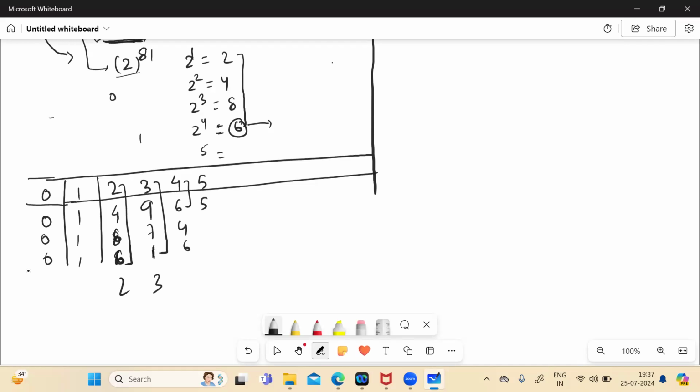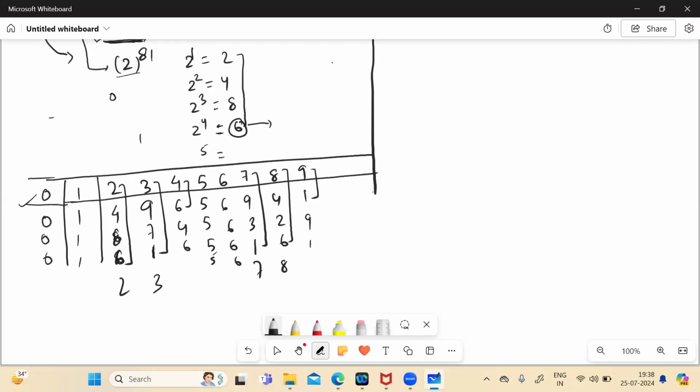If you have 5 in the last, you will always get 5. If you have 6 in the last, you'll always get 6. If you have 7 in the last of the number, you will have 7, 9, 3, 1, and then 7 again. If 8 is there, 8, 4, 2, 6, and then again 8. If 9 is there, 9, 1, 9, 1, it will have a cyclicity of 2. Okay. So all the 10 digits I have discussed here.